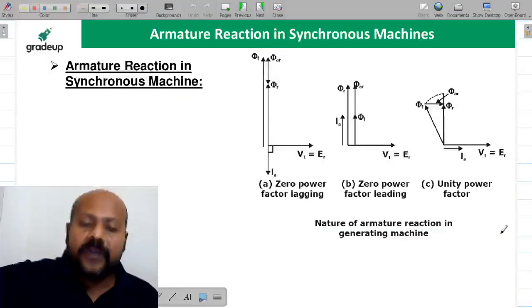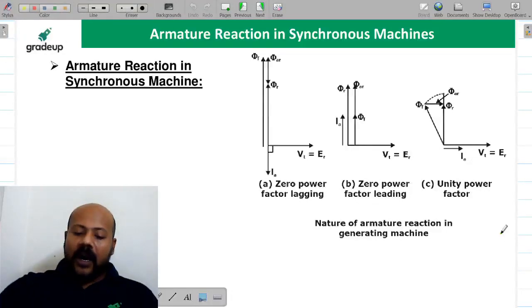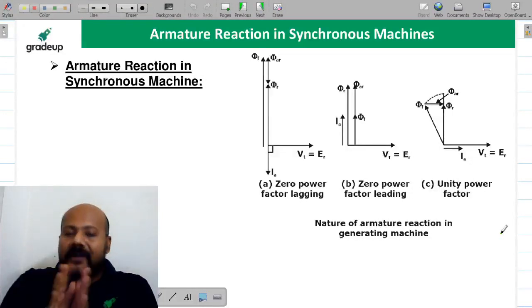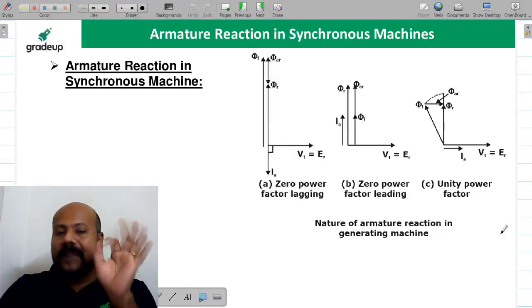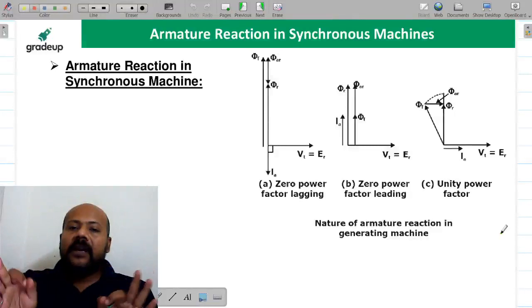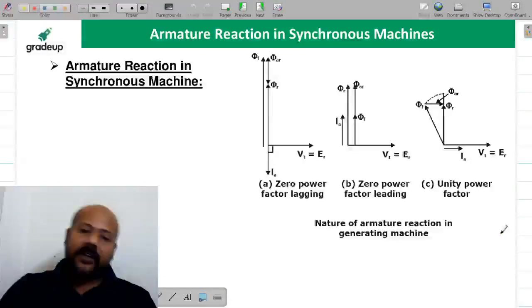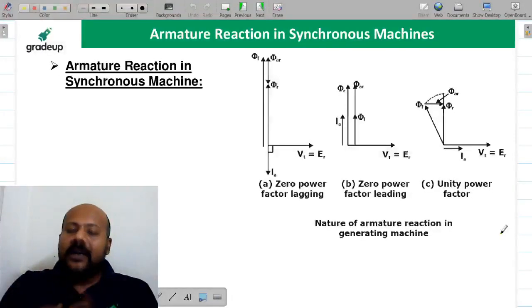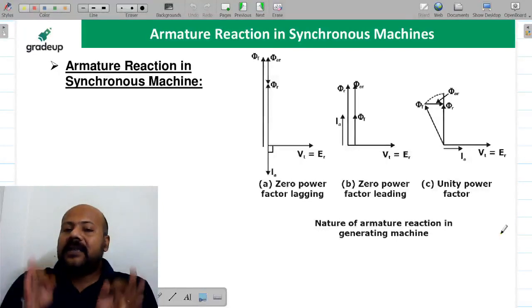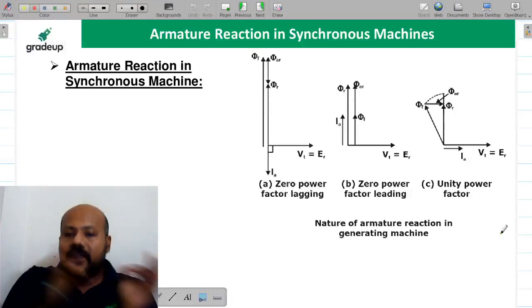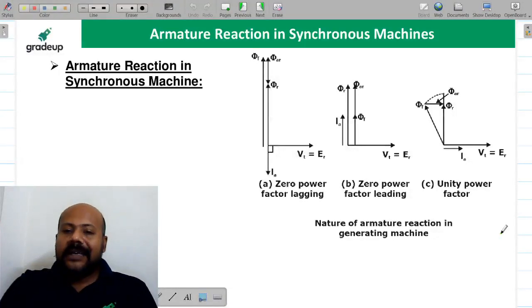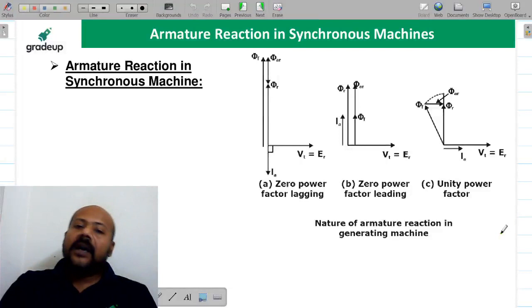Now let us proceed with the session. How I am going to deliver this armature reaction concept to you, you listen to me very minutely. First I will give you an overall picture of what is armature reaction. Then we will discuss why we are studying these cases, for example zero power factor lagging and zero power factor leading. And then we will have a summary or conclusion of the armature reaction in synchronous machine.